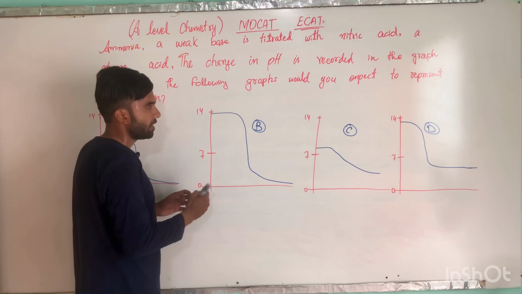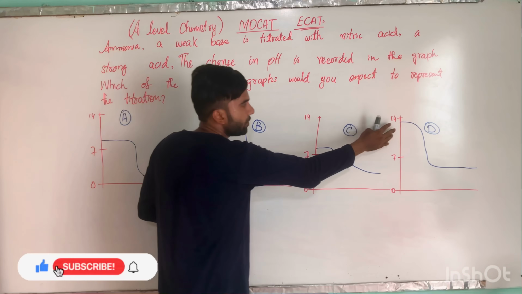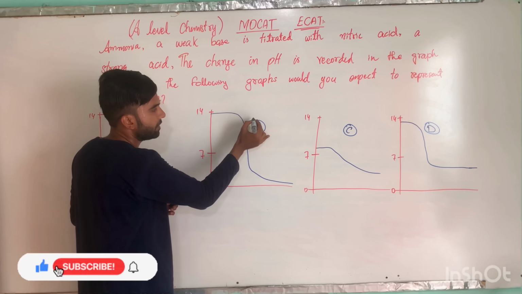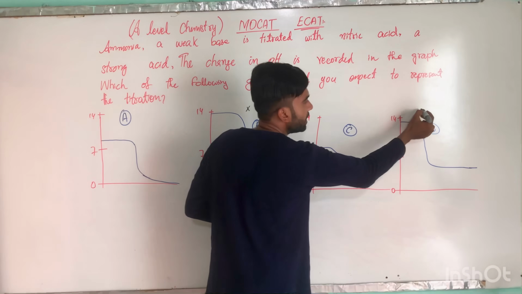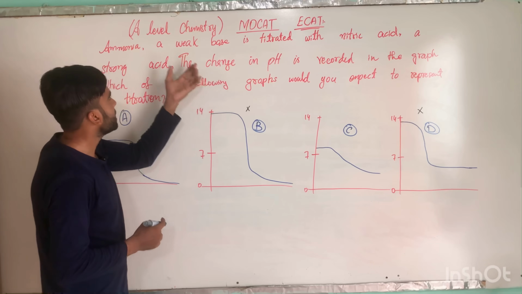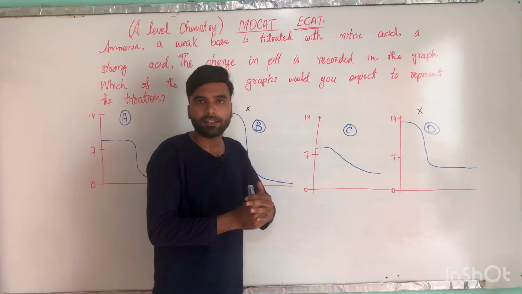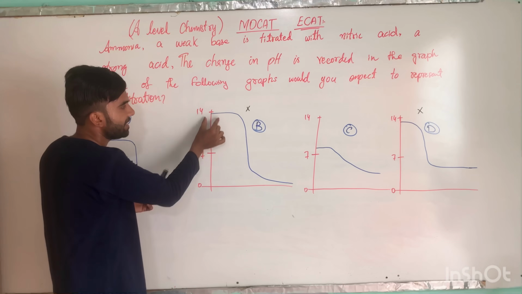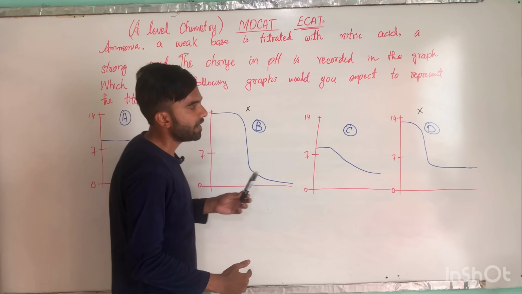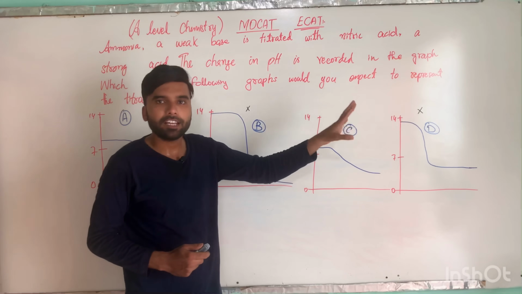There are two graphs that start from 13 and 12.5, I think. So graph B and graph D are eliminated, because the pH of ammonia is between 8 and 10, while the pH in these graphs is about 13 and about 12.5 or 12. So both these graphs will be eliminated.